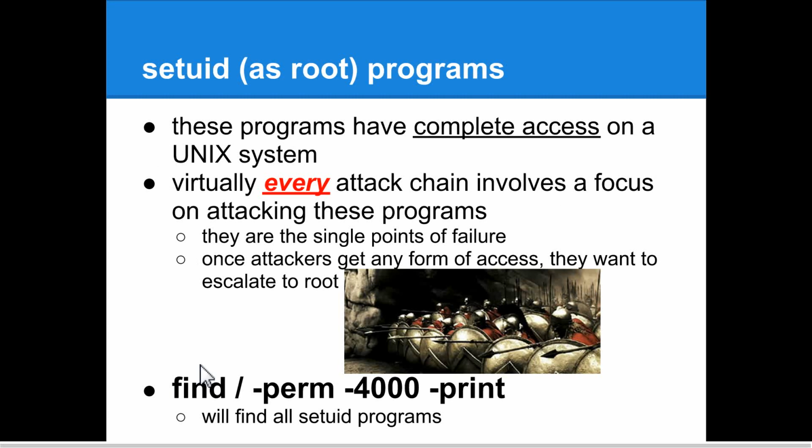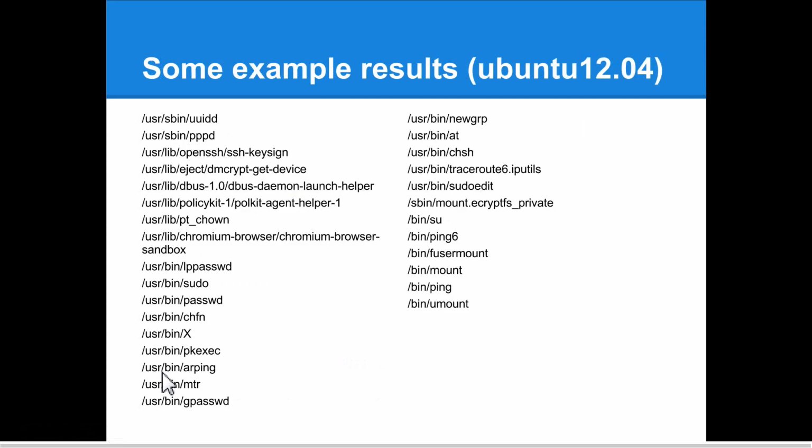So there's a problem. Any programs that have been setUID as root have complete access to a Unix system because they're running as root. Virtually every attack chain on a Linux system involves focusing on attacking these programs. They are single points of failure, and once an attacker gets any form of access, they want to escalate to root. That's always the case. There's a command here at the bottom. This will find all the setUID programs on a system. Here's some example output.